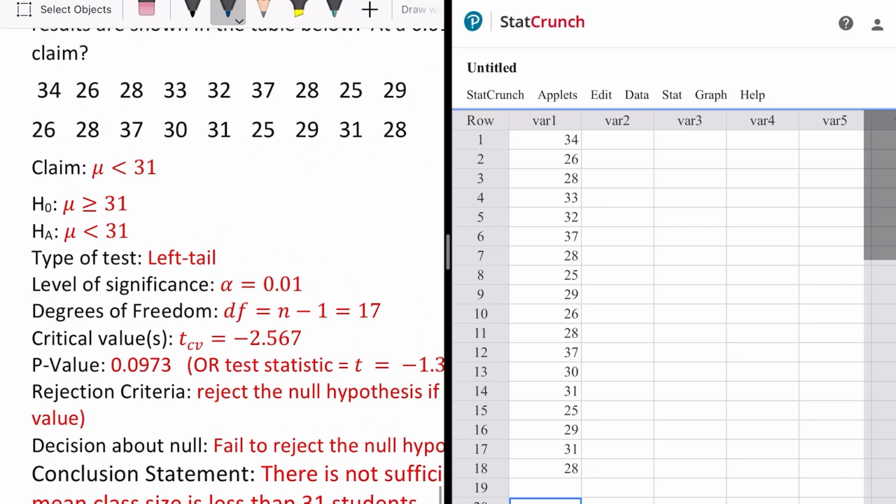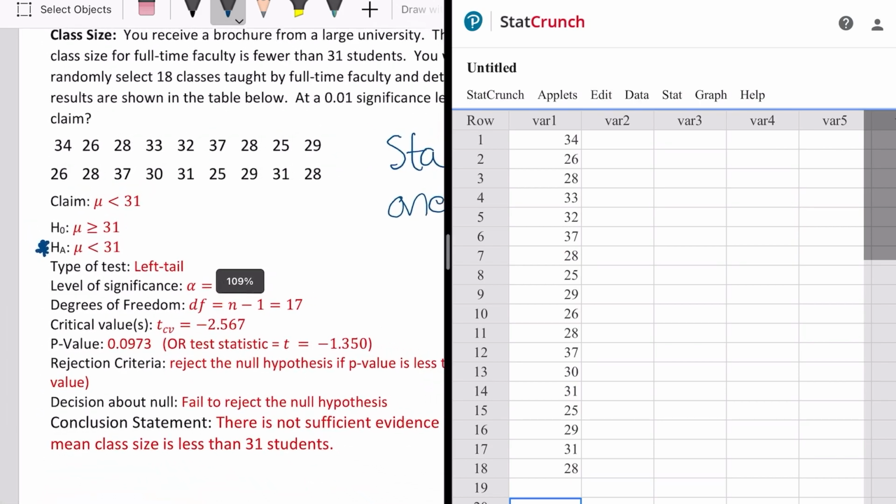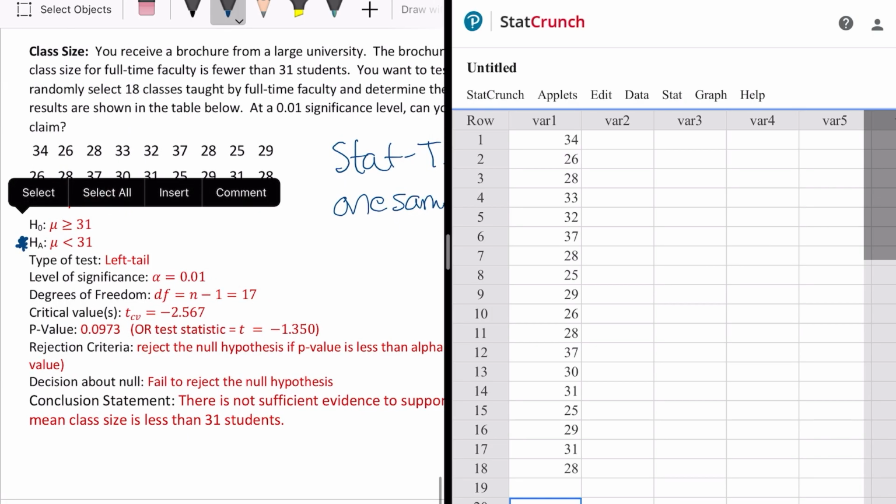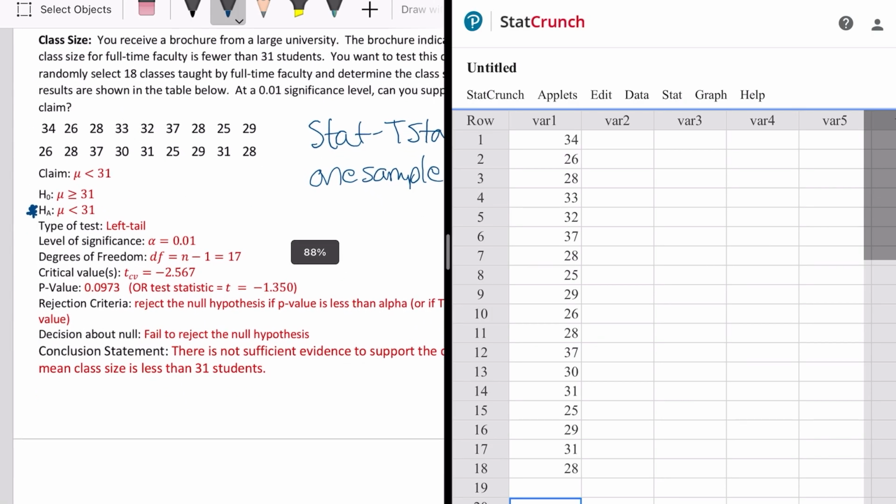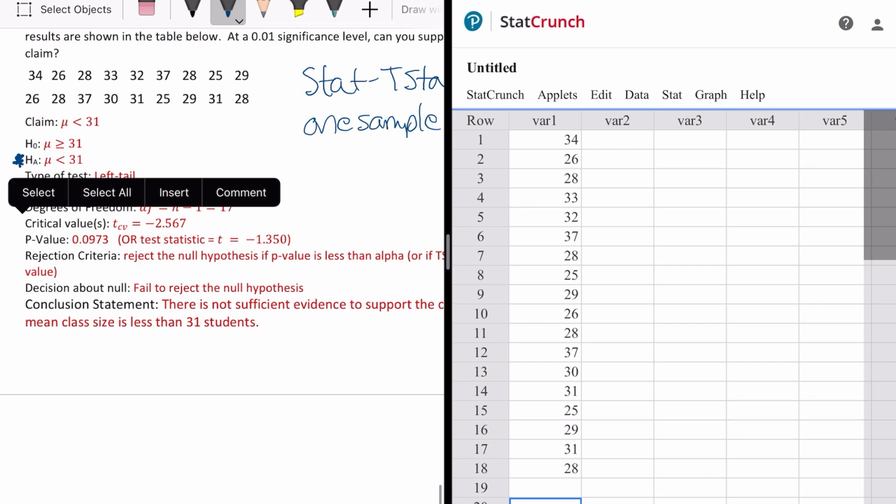The claim is that the mean is less than 31. That doesn't have an equals, so it's the alternate again. You know, guys, all of our videos had it as the alternate. It's not always the alternate, so pay attention. So this will be a left tail test, and alpha is 0.01. Okay, let's do it.